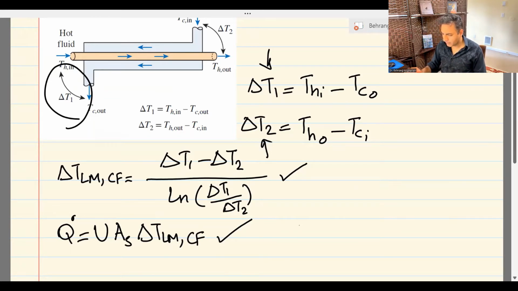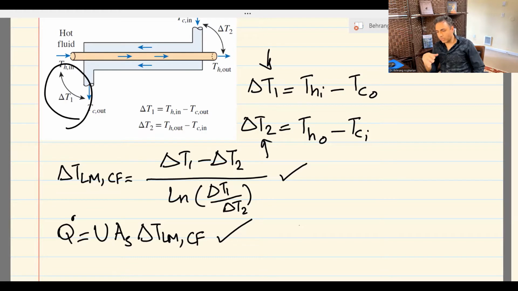Now, when you use the LMTD method for parallel flow double pipe or counterflow double pipe heat exchangers, there's no such thing as a correction factor. So there is only one delta TLM that you need to find, either counterflow or parallel flow. You need to detect what kind of problem it is. If it is a counterflow, calculate the counterflow LMTD. If it is a parallel flow, calculate the parallel flow LMTD. And then put it in this equation, and you're good to go.